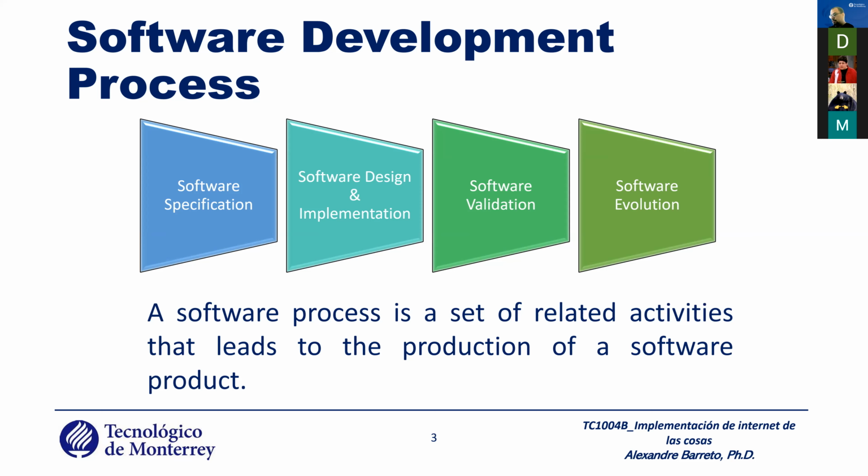The third step is, okay, you have the software done. You need to validate the software. What does validation mean? Validation is when you go to the user and say, okay, what I did is exactly what you want. Oh, yes or no. You validate the software. And the last step is the software evolution.